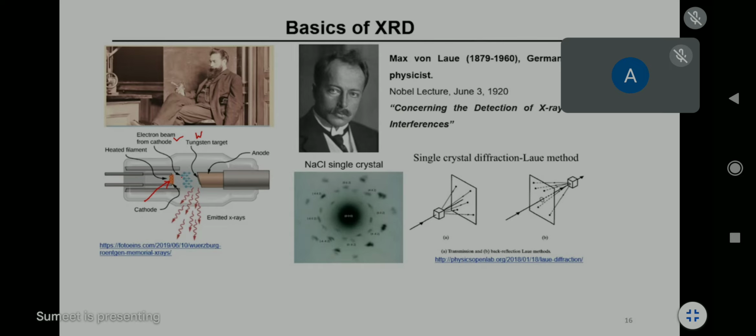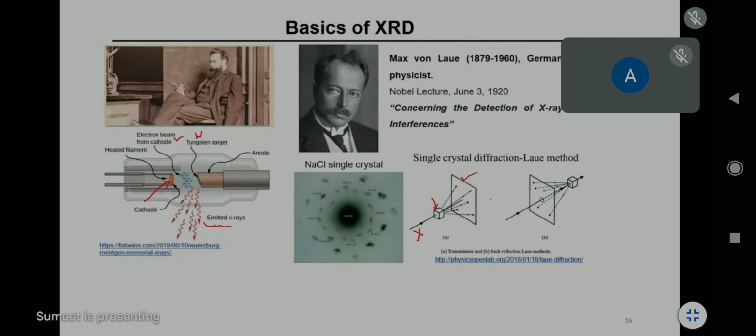When these fast moving electrons strike the tungsten metal, then they emit X-rays. So in this way he has generated the X-rays, and he has used the X-rays in case of zinc sulfide. He generated the X-rays and made them fall on a single crystal. This is the single crystal, meaning the zinc sulfide crystal he has used, and this is a photographic plate.